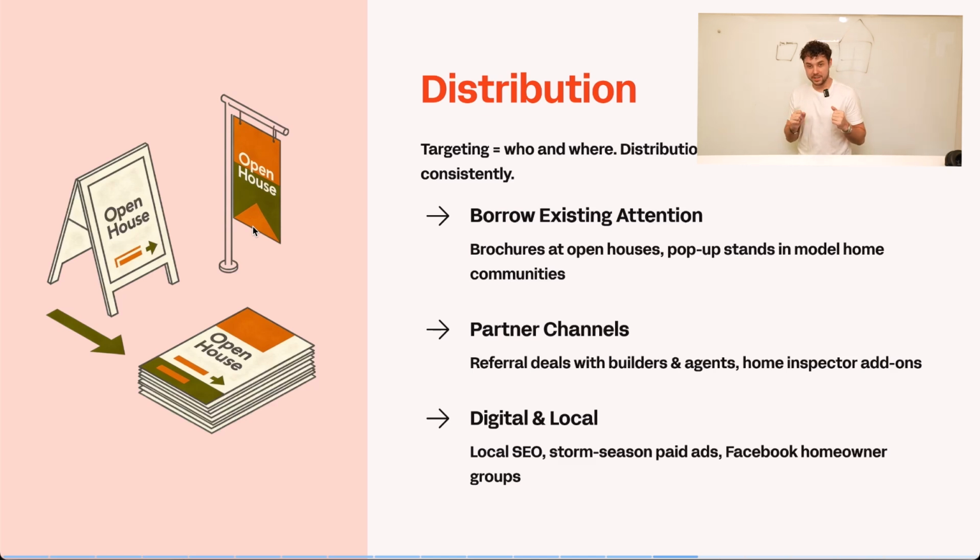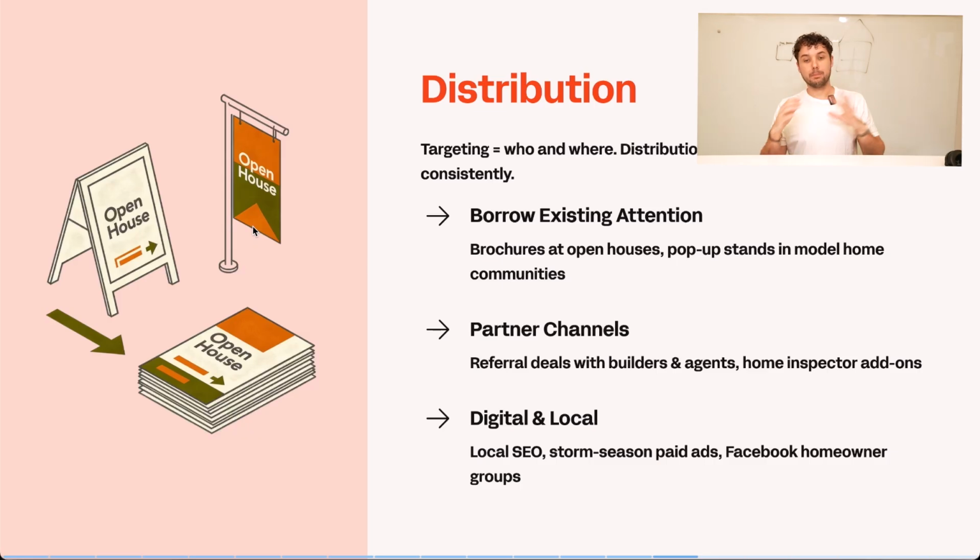Borrow existing attention. So where are your customers already going to be for something completely different? And you just insert yourself in that conversation. Partner channels, like actual partnerships, whether you partner with an agency, real estate agents, or home inspectors, you're partnering with other people who already interface with your customer. And then digital and local, so like social media content, email outreach, social media platforms, the internet, okay? Those are really the 3 ways to get distribution, okay?